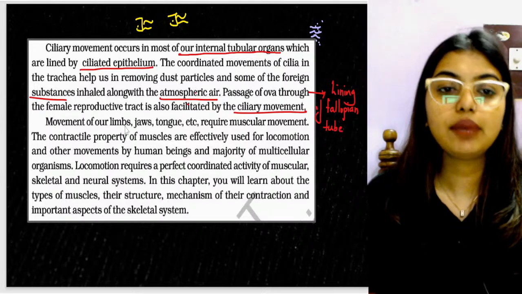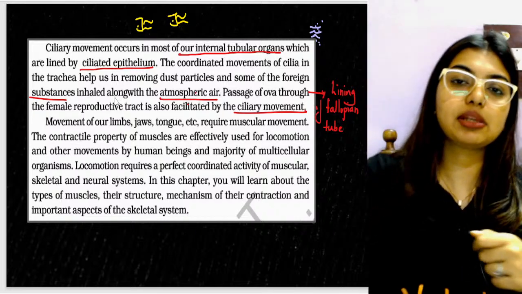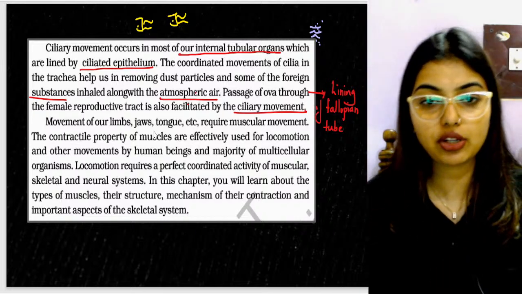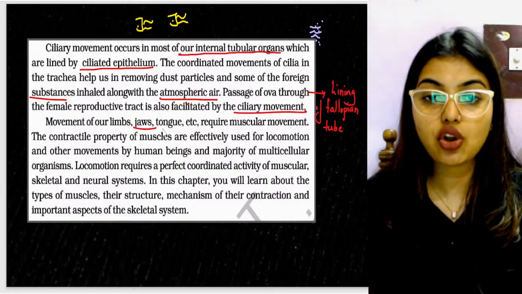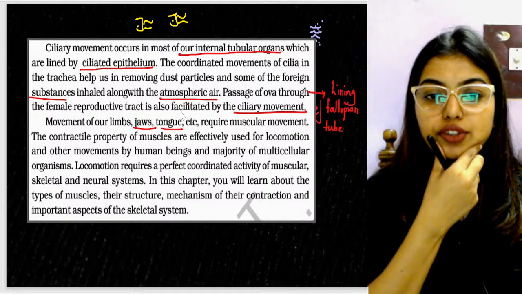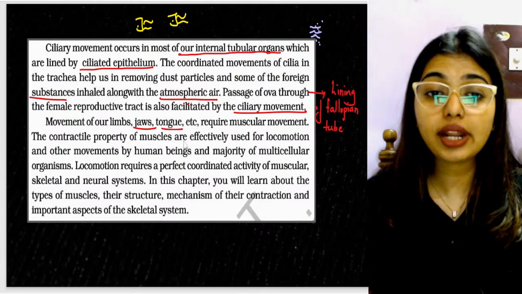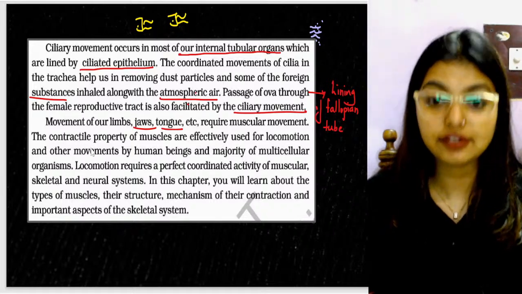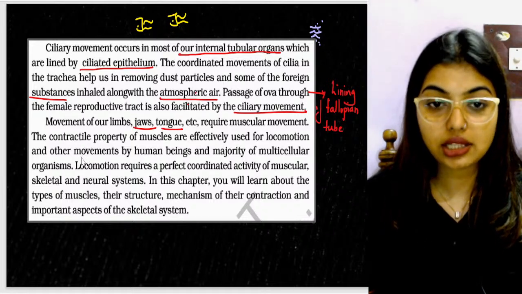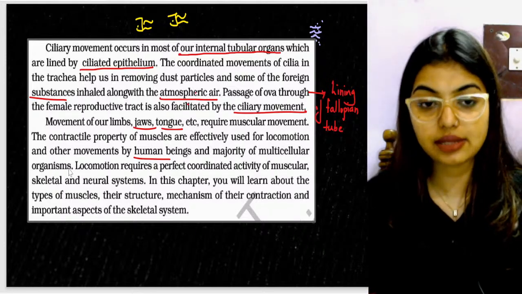Now, muscular movements. Movements of our limbs: our skeletal muscle is the one that helps us in the movement of our limbs. They also help in the movement of the jaw and tongue, so they require muscular movement. The contractile property of muscles is effectively used for locomotion and other movements by human beings and the majority of multicellular organisms.